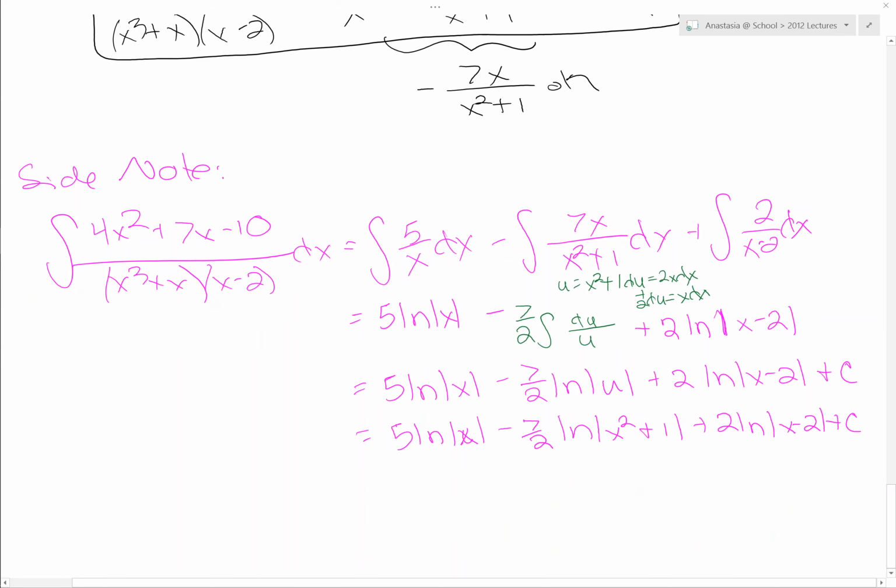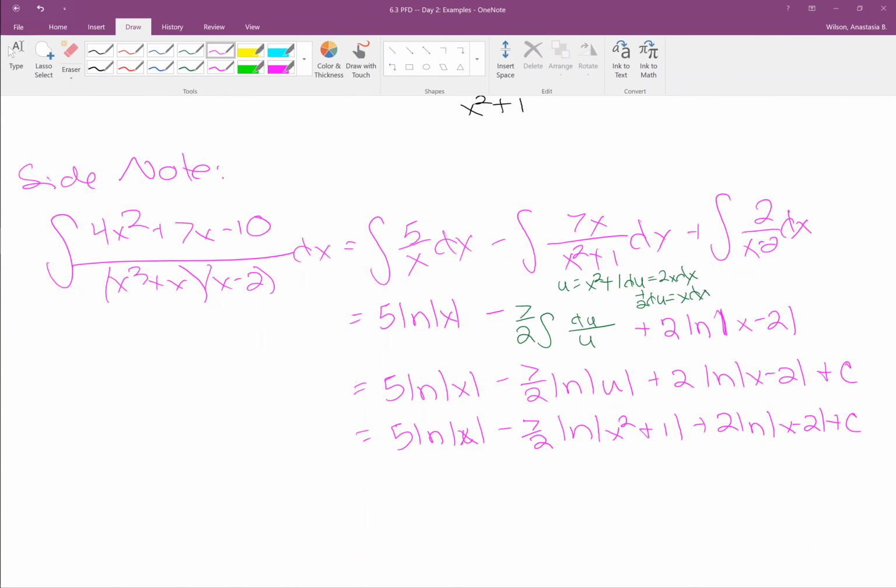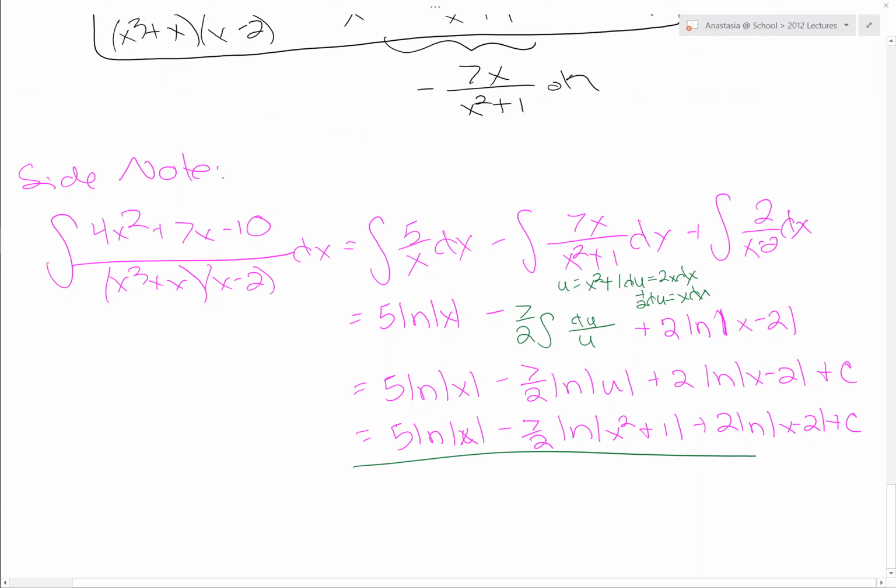Okay, so if you haven't figured it out yet, when integrating these rational functions, natural logs are very common. They won't always be the antiderivative that you will choose, but they will come up a lot of times.